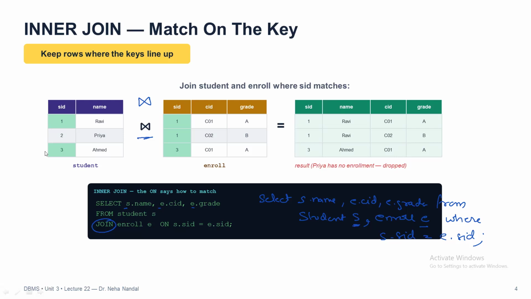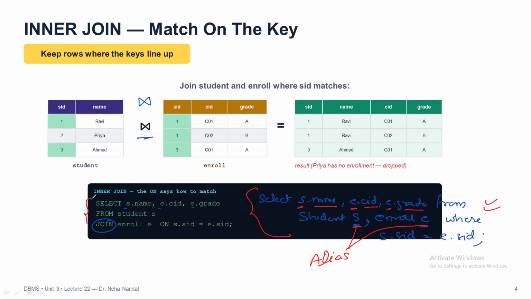Let me write it for you so that you can remember. S and E, both are aliases. Please make a note of it. It is kind of a nickname that we use to differentiate between two tables. I want to display name from student, CID from enroll, grade from enroll, so I have to tell my SQL server which column belongs to which table. So this is one way to write the query which you just ran in Workbench.